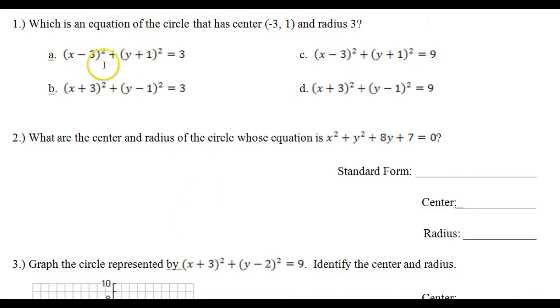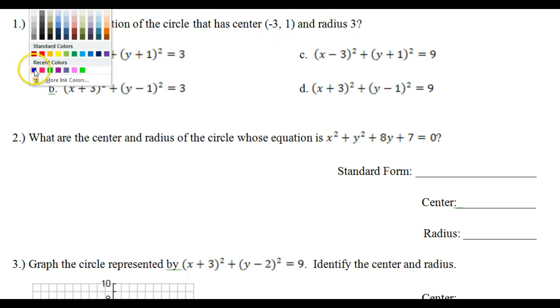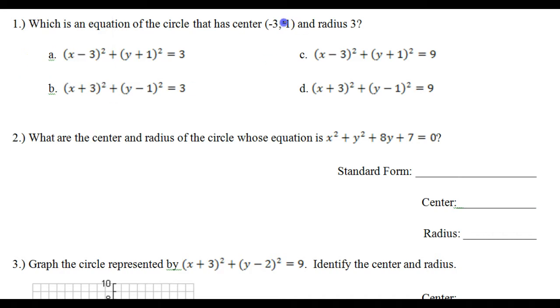So looking at problem number 1, which is the equation of a circle that has center negative 3 comma 1 and radius 3? Well, just cutting straight to it for a moment, if I were just making my own equation based on this, I would be expecting to see x plus 3, right, because of that, doing the opposite, squared, and then y minus 1 squared, because of that 1, and then I need the radius squared, so it would be 9. So I know this would be the correct equation.